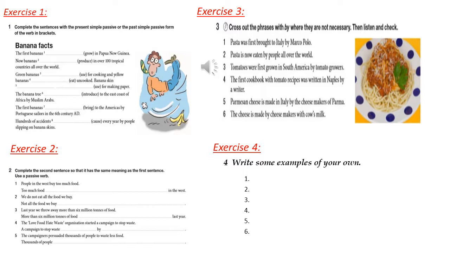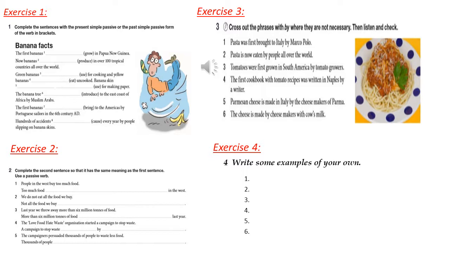4. The first cookbook with tomato recipes was written in Naples. There are some regular and irregular verbs, you can choose between them. 5. As I said before, Parmesan cheese is made in Italy by the cheesemakers of Parma. 6. The cheese is made with cow's milk.